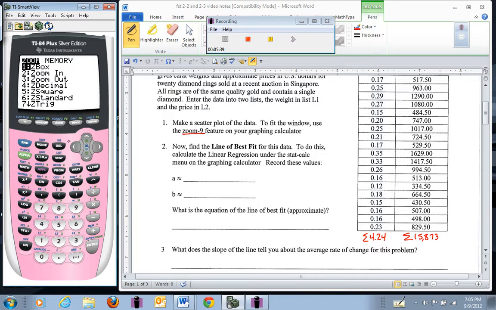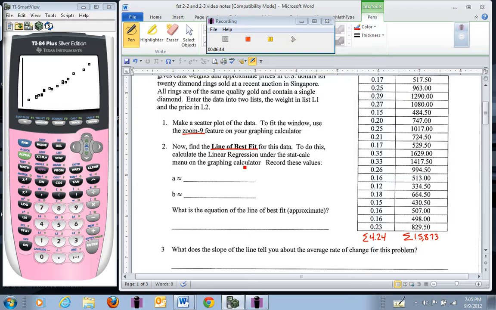Let me try that again. Zoom 9. And then here is my scatter plot. Okay? So the calculator set up a window for me that goes from 97,000 to 373,000, and then 114.435 up to 1,849.065. Okay, that's what it looks like. Yours may look a little bit different than that. Next step is to now find the line of best fit.